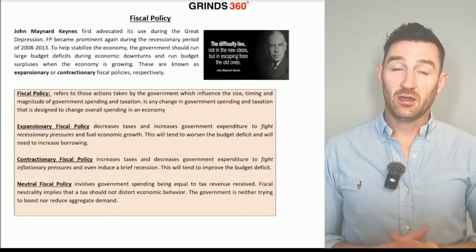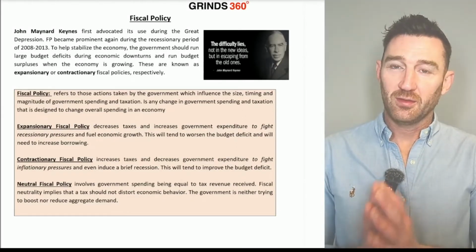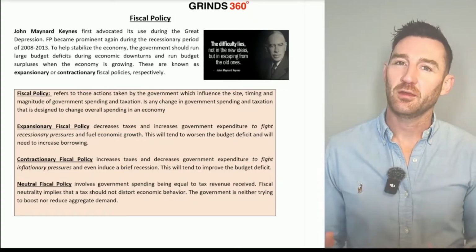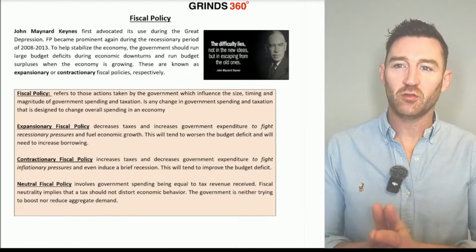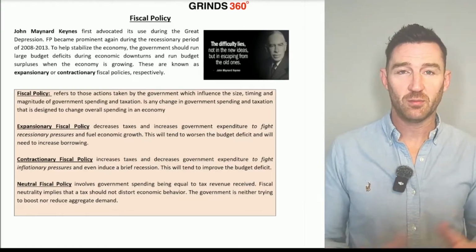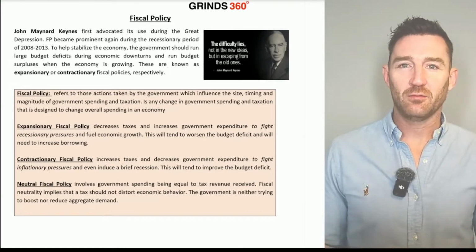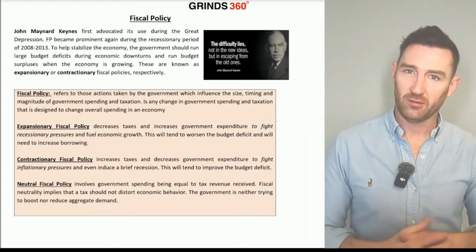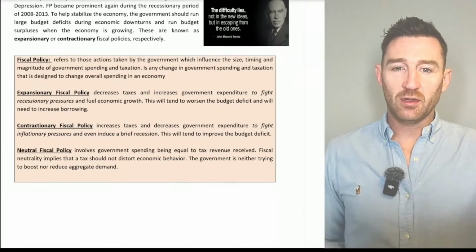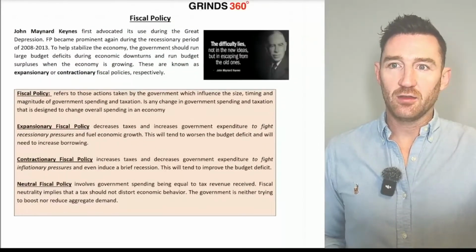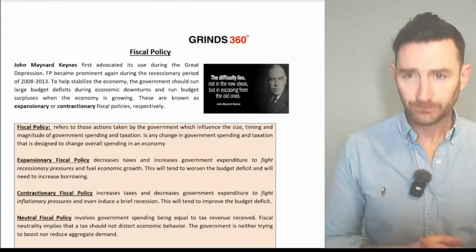So the economics specification says that as far as fiscal policy goes, the thing that you need to be able to do is distinguish between expansionary and contractionary fiscal policy and examine how the government can use these to stabilize the business cycle. So that's what we're really going to focus in on in this video. We're looking at page 89 in the notes in book 2.